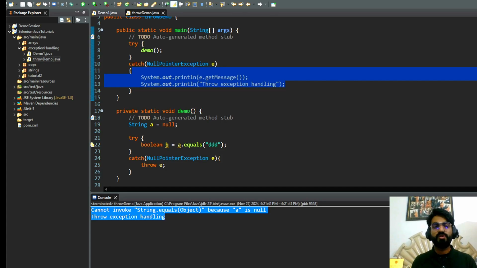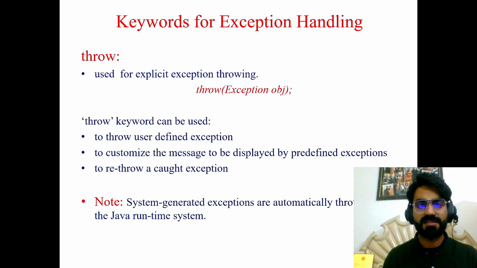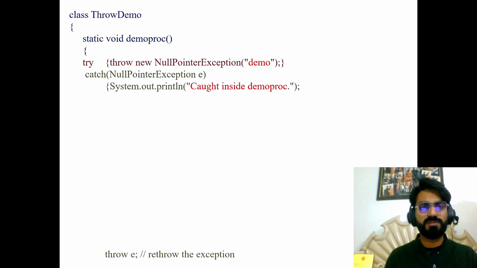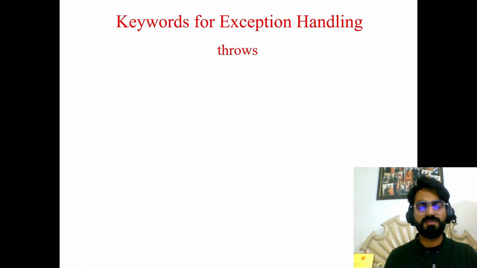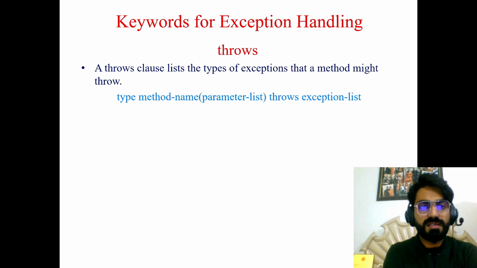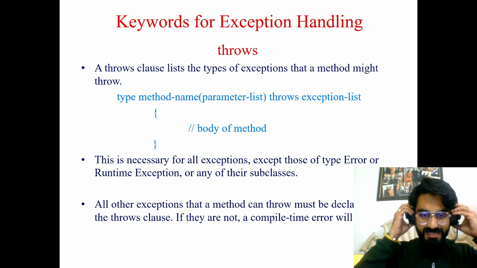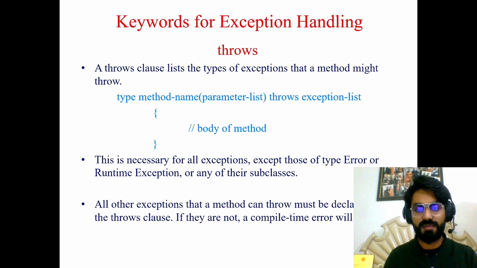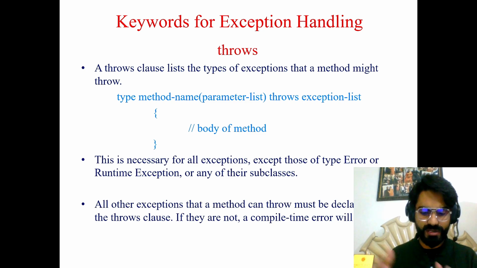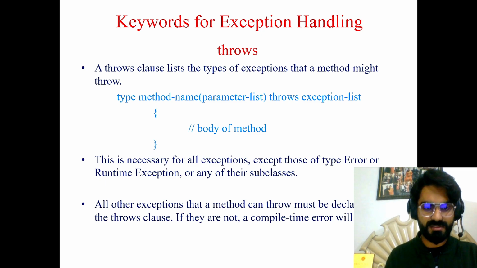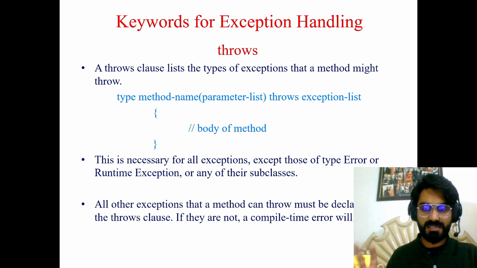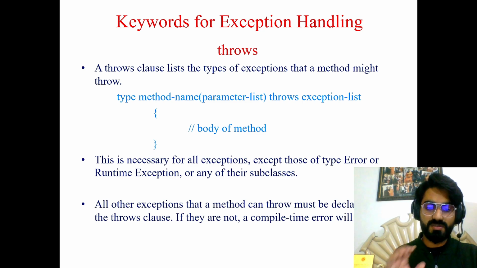Now we'll talk more about the throws keyword. Let me shift back to my slide. Here we'll be talking more about the throws keyword. This is the same example which I've showcased. The throws clause lists the types of exceptions that a method might throw. It occurs in a method declaration: type, method name, throws, exception list. It can have multiple exceptions: null pointer exception, comma, file not found exception, comma, arithmetic exception. You can specify them separated by commas. This is necessary for all exceptions except for those of type Error or RuntimeException.